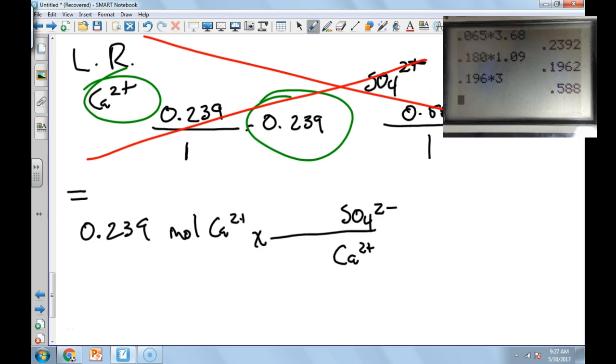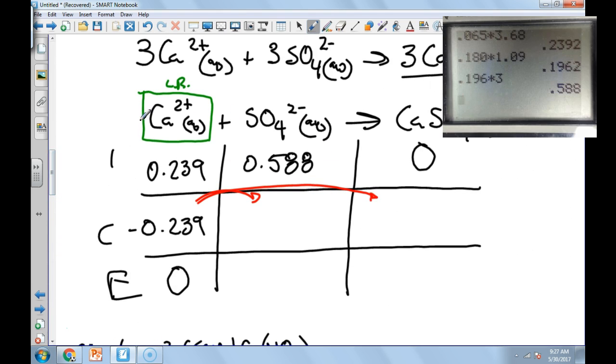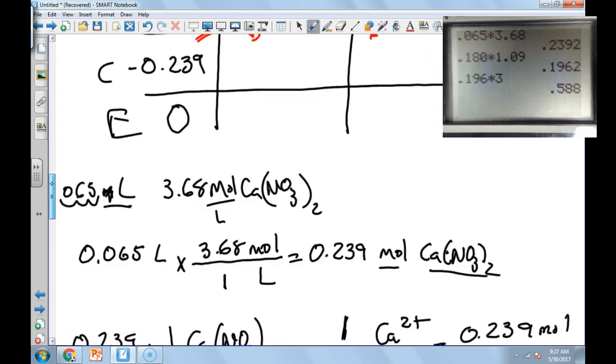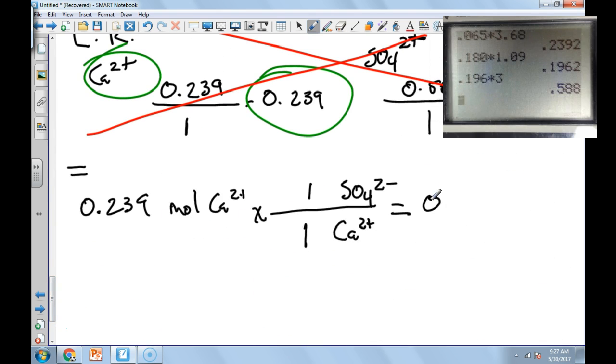We want to know how much we actually need to use, and so that's a 1-to-1 ratio because we're using, again, the balanced chemical equation from up here, 1-to-1. So we're going to come down, and this is why some people are able to do this in their head. Calcium cancels out. We leave moles of sulfate. We end up with 0.239 moles of SO4 2-.